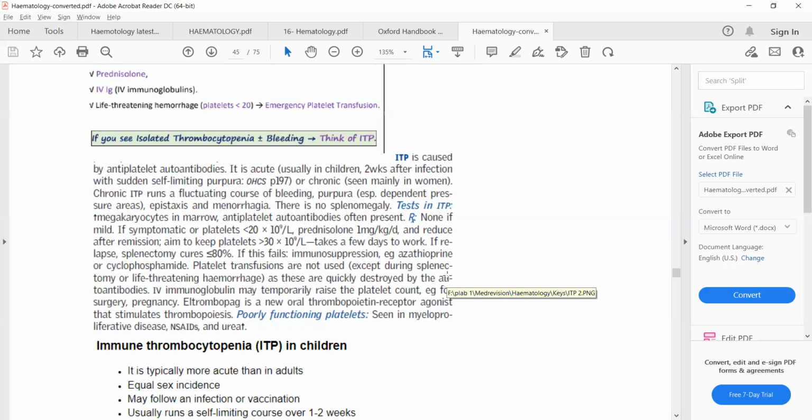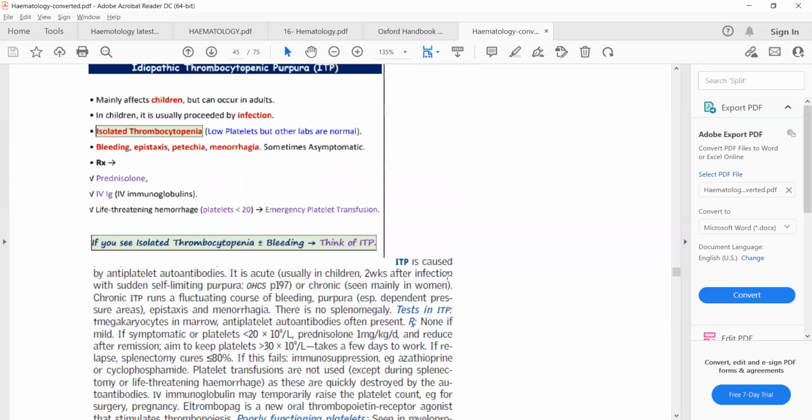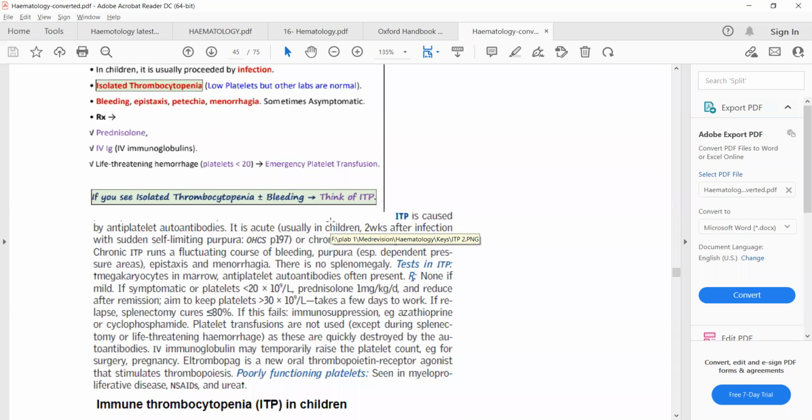So a question was asked about a patient presented in the previous exam, in the November attempt, I guess. There was a question about ITP and all of them were given in the options: prednisolone, IV immunoglobulins, and platelet transfusion. So that's why it's important to remember when to go for which option.